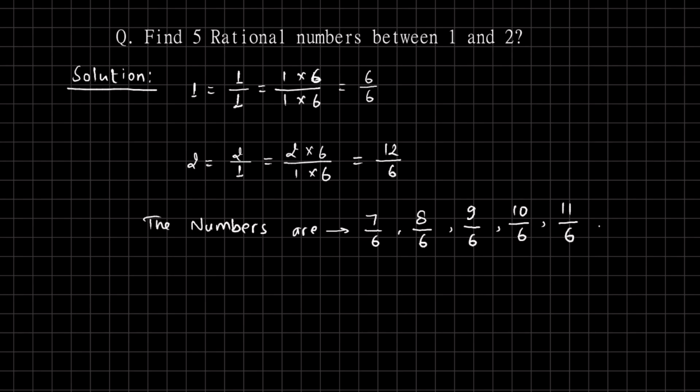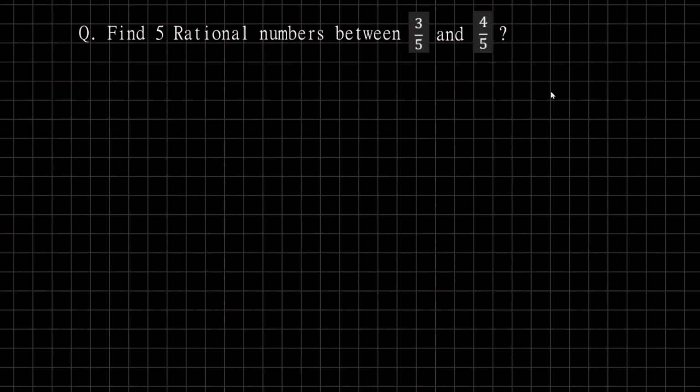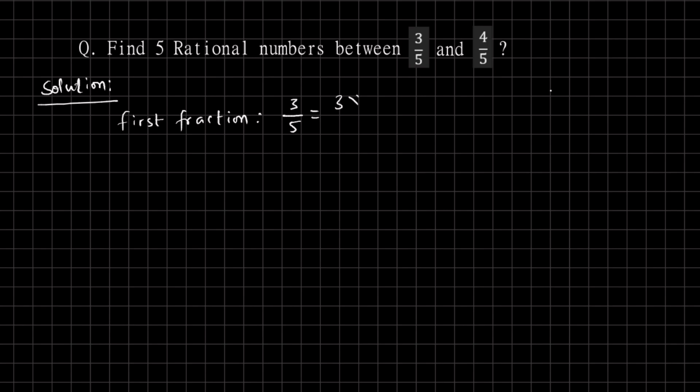Let's move to another question. The next question is find 5 rational numbers between 3/5 and 4/5. Both numbers have the same denominator and we have to find 5 rational numbers. So we take any number bigger than 5. Let's take 6. We multiply 6 in numerator and denominator.